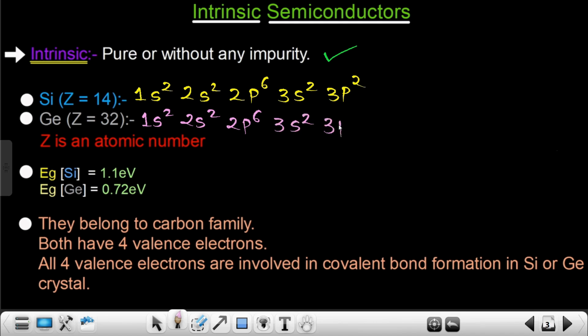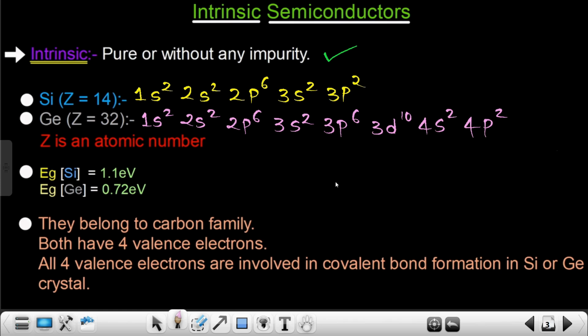3s2, 3p6, 3d10. Let me calculate the number. Let me add them all. 10 plus 6 is 16, and 2 is 18. 18 and 6 is 24. 25, 26, 27, 28. So 28. Okay, so 4s2, and then we have 4p2, right? 28, 30 and 32. Okay, great. So this is how we actually write the electronic configuration for germanium.